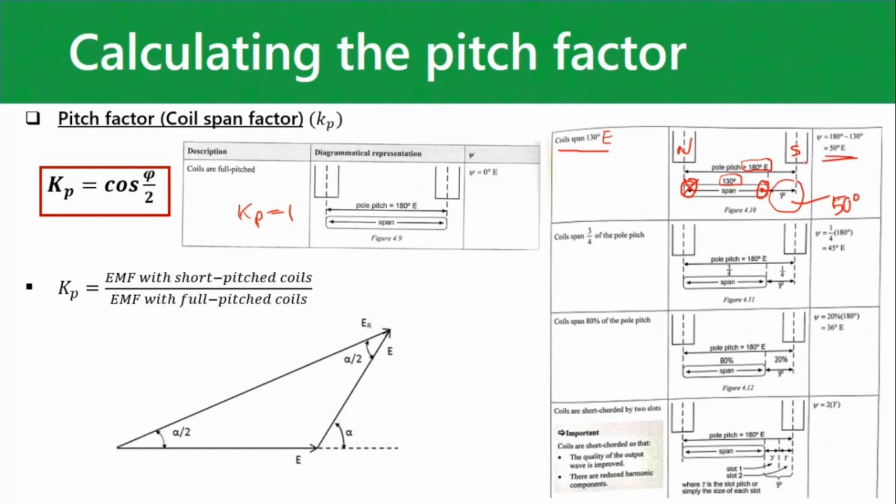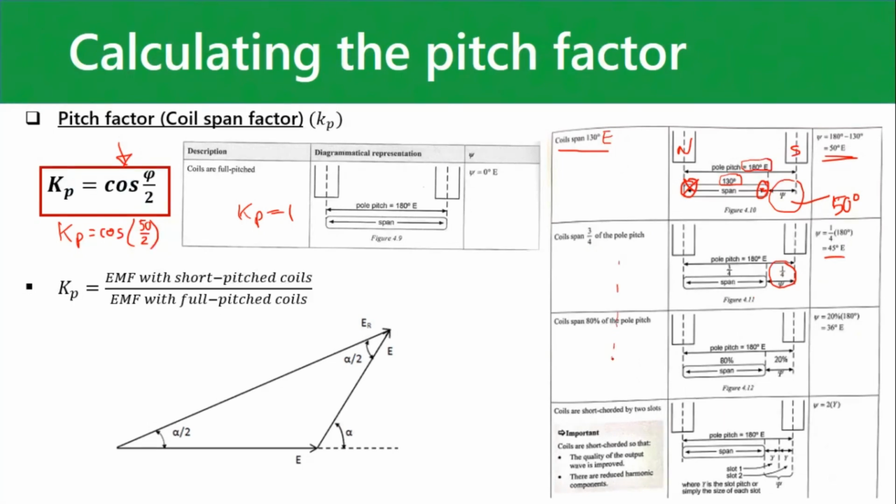So we take that 50 degrees and we plug it in here. So this would be cosine 50 over 2. And then we'd work out what Kp is for that one. They can word it differently. Coil span, 3/4 of pole pitch, for instance. Then you're left with 1/4 of 180 is 45, etc., etc.